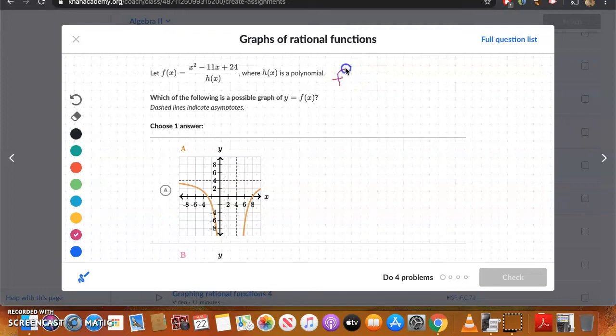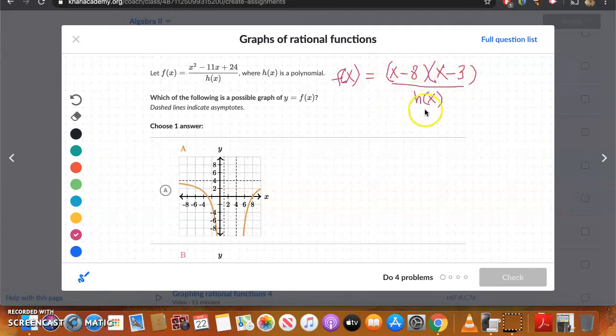So f of x is equal to x, we'll put x again. All right. And so 24, that looks like it's going to be 8 and 3, right guys? So negative 8 and negative 3 over h of x. Okay, and that's pretty much the only thing I know about this function.